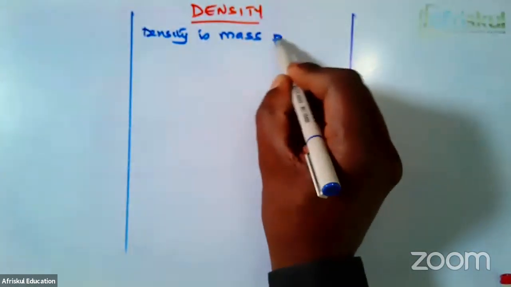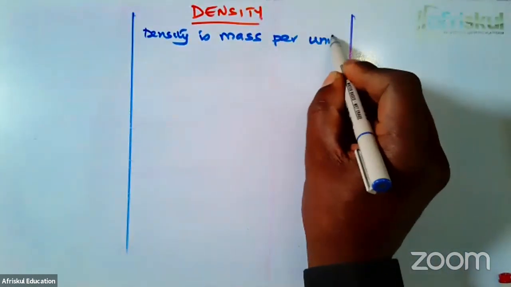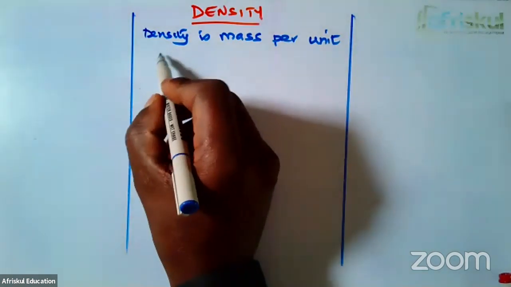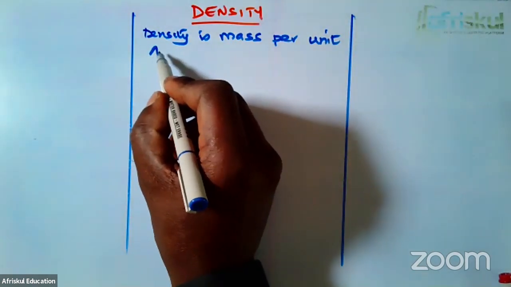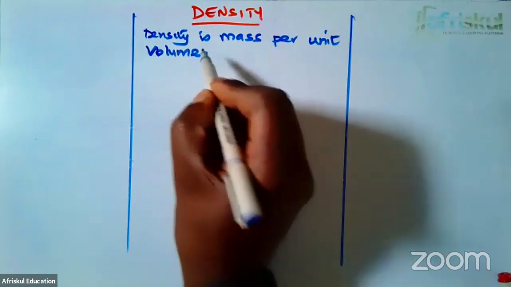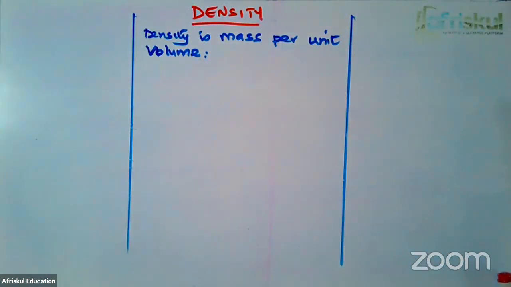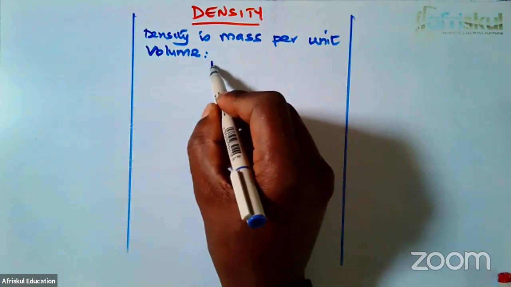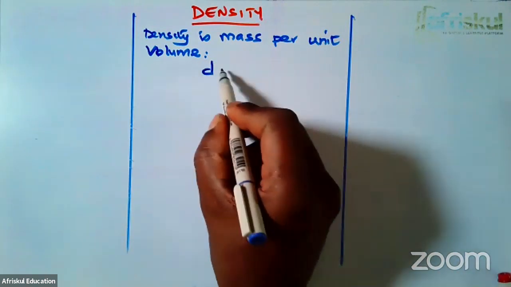So in densities, we will go first of all by the definition, and we say that density is mass per unit volume. That means mathematically, it can be represented like this. Density is equal to mass over volume.